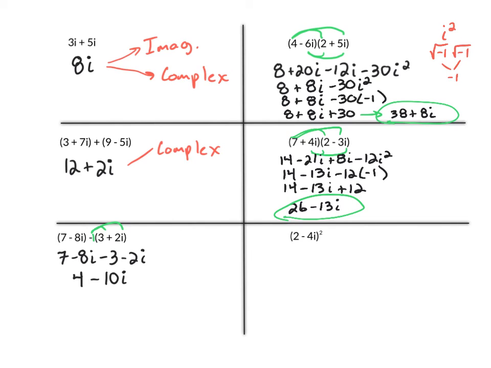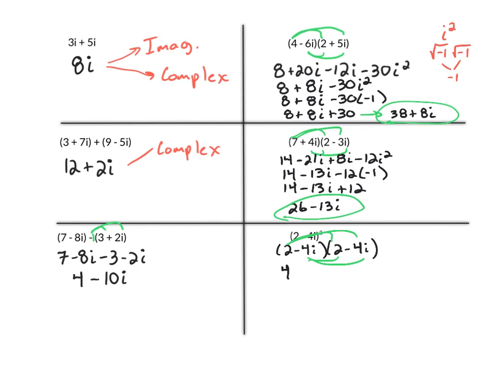And moving on to the last one. It's very similar to the previous two problems. Okay, so we have a binomial squared or a complex number squared, which means we're just going to write it out 2 times and multiply it times itself. Okay, so I wrote it out 2 times. Distribute just like the previous two problems.